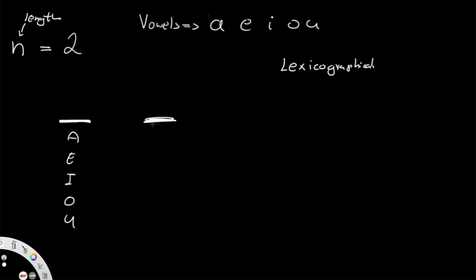Okay? Now over here, we also have the same values. Now remember, we can repeat values, right? So we can repeat, okay? Keeping that in mind, we can have AA. That is a possibility, and AA is going to be in lexicographical order. So the possibilities are A, E, I, O, U.